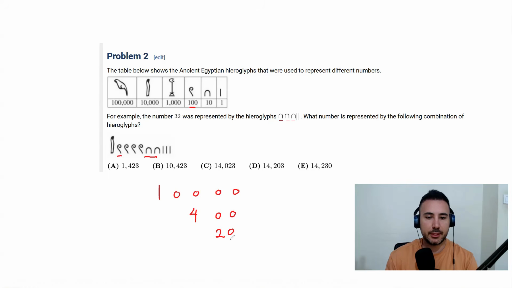And we have 3 of this. So all we have to do is add all of these up. So of course the unit digit is a 3, then the tens digit is a 2, the hundreds digit is a 4, then a 0, and a 1. So 10,423.